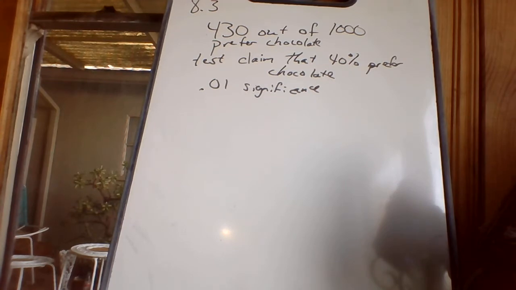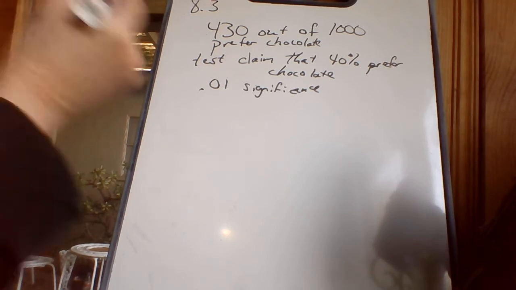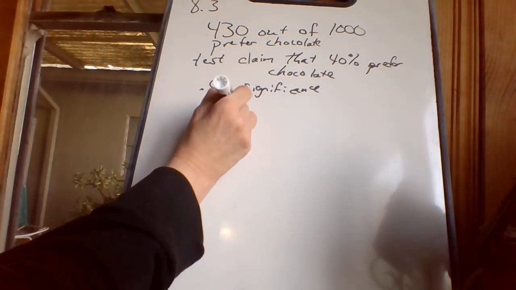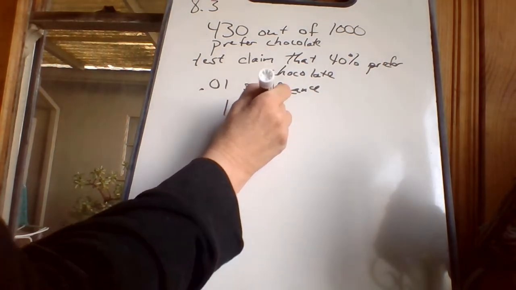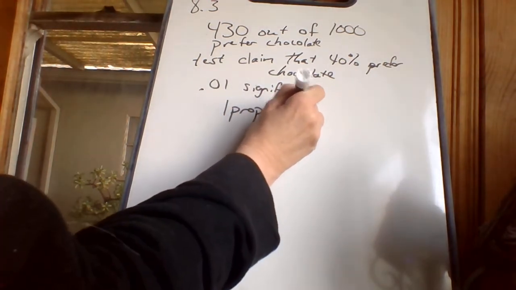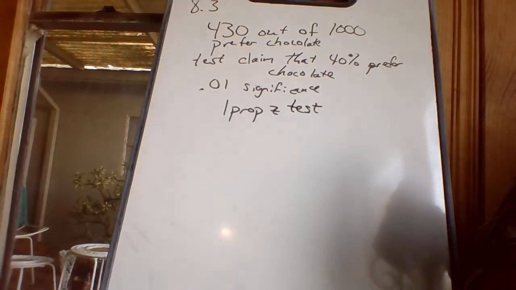Okay, so 8.3, all right, this is a yes or no question. Do you prefer chocolate ice cream? That's definitely a yes or no question. That's prop. This is about proportions of people who like chocolate ice cream. So if I was in chapter 7, that would be a 1 prop z interval. But this is a 1 prop z test.